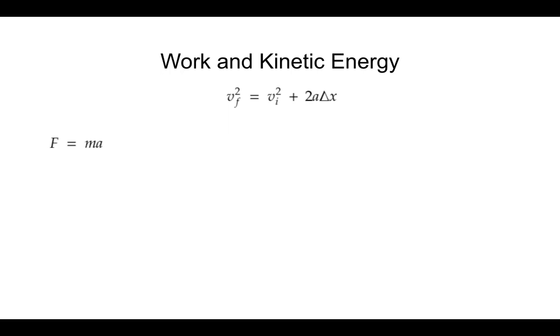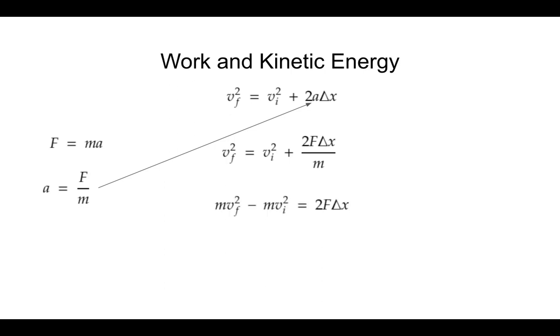I'm going to solve this equation for acceleration. So acceleration is force divided by mass, and then I'm going to take this and plug it in for acceleration in the first equation. All right, so we end up getting final velocity squared equals initial velocity squared plus 2 times force times displacement over mass, because I plugged force over mass in for acceleration.